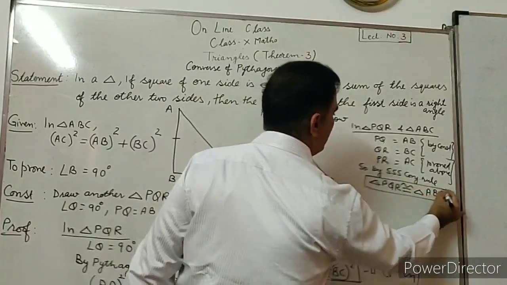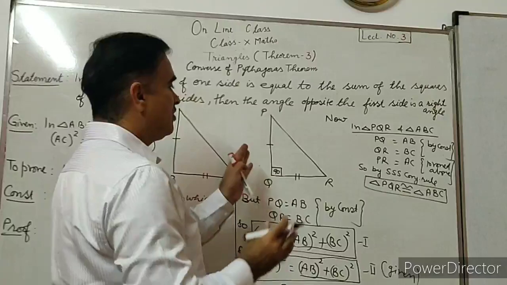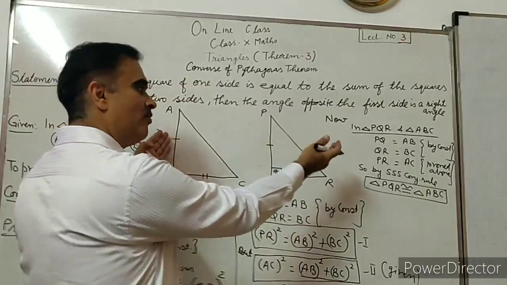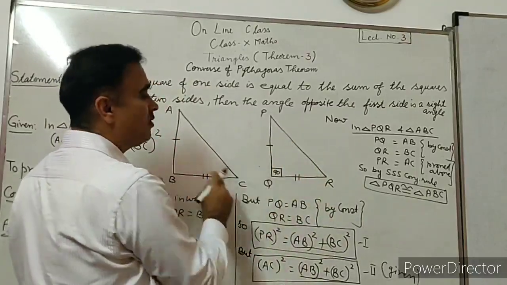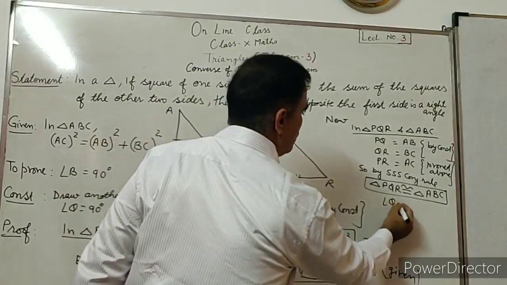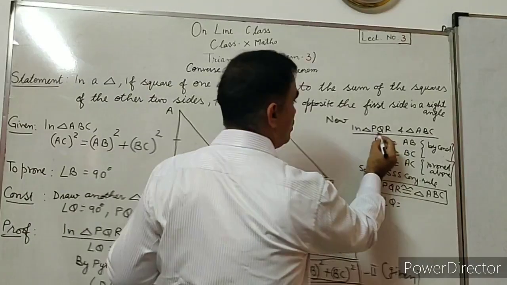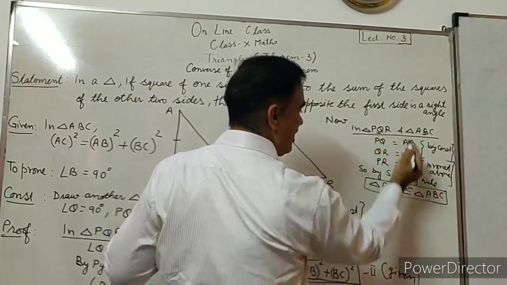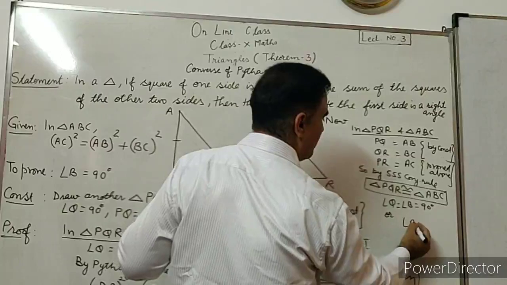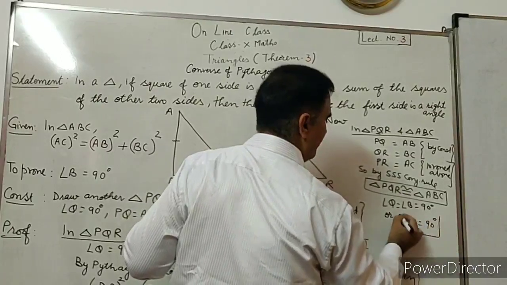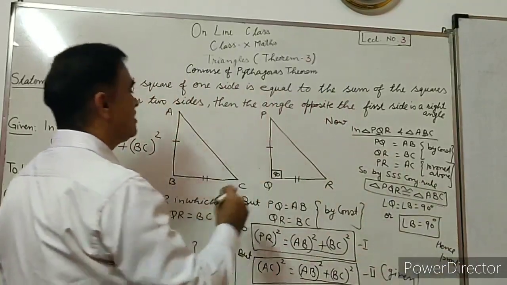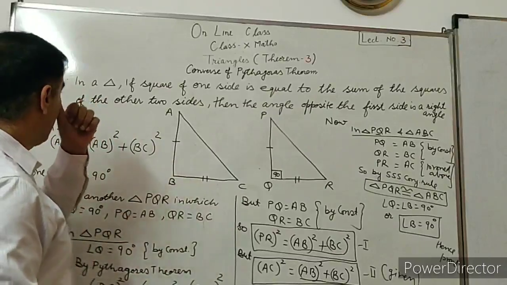If the two triangles are congruent, then all parts, means all three angles, corresponding angles of one triangle are equal to the other triangle. All sides are already equal. It means all corresponding angles are equal. So angle Q equal to angle B. This is Q and this is B. These are corresponding angles. Angle Q equal to angle B equal to 90 degrees. Or we can say angle B equal to 90 degrees. Hence proved.